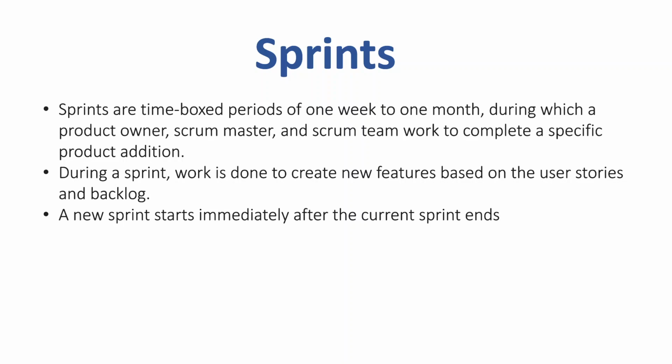During a sprint, work is done to create new features based on the user stories and backlog. So all the work that needs to be done will be in the form of user stories, tasks, features and epics, right? You can pull all those items from the backlogs into your sprint and start working on it accordingly. A new sprint starts immediately after the current sprint ends. So if a sprint ended yesterday, a new sprint will start right away today. It will start today itself.